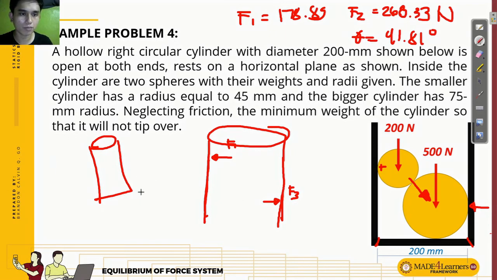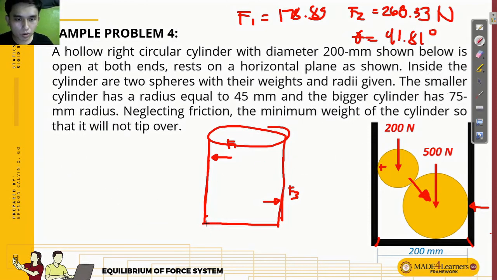Mo-tilt, mo-tip siya kani this side, no? Kay dako man siya moment arm padong sa base. Okay? So kung atong kuhaon, ang isolve na is minimum weight na para di siya mo tip over.